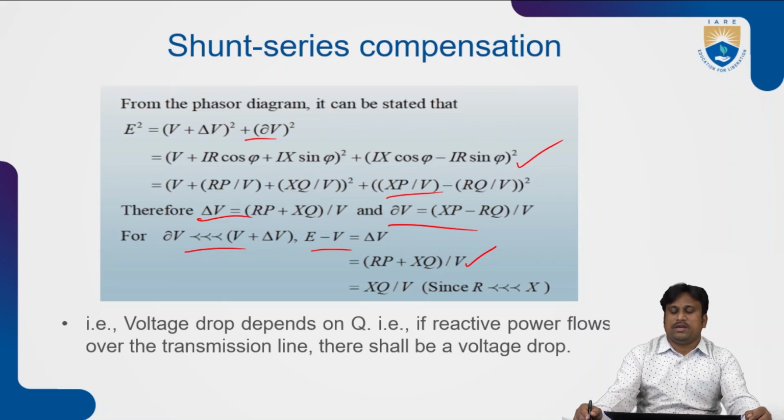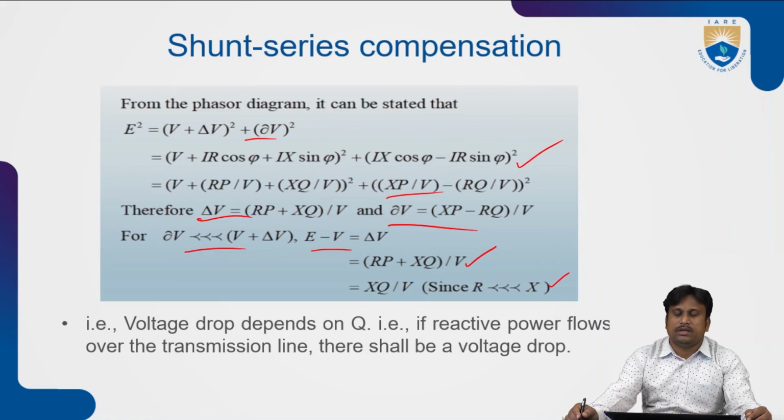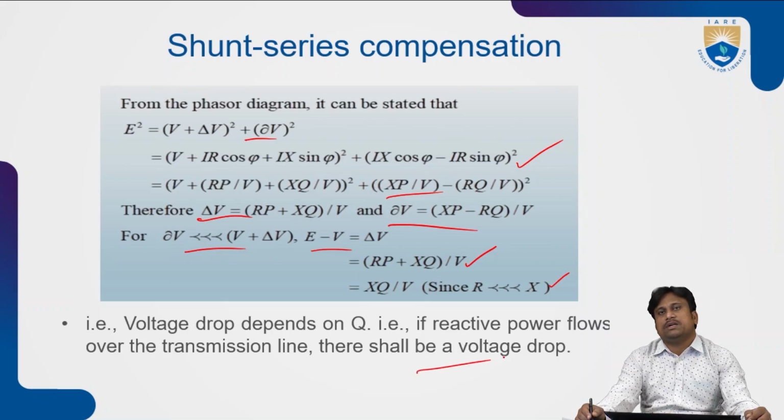So XQ by V is very much greater than R, since R is less than X. That means the drop in voltage depends upon the reactive term coefficient, that is Q. So if reactive power flows over the transmission line, then a voltage drop is expected in this system.